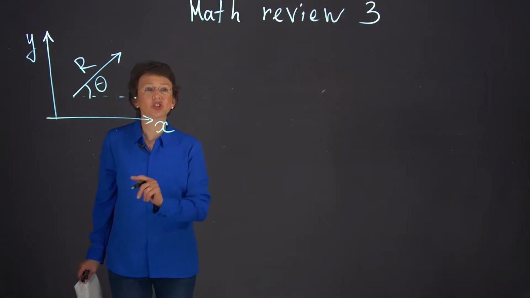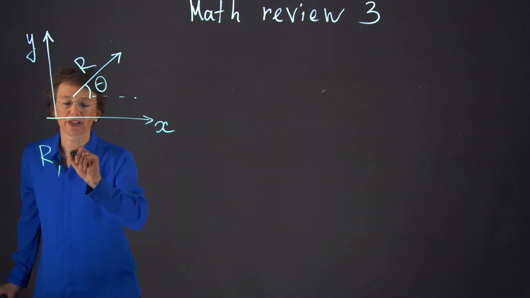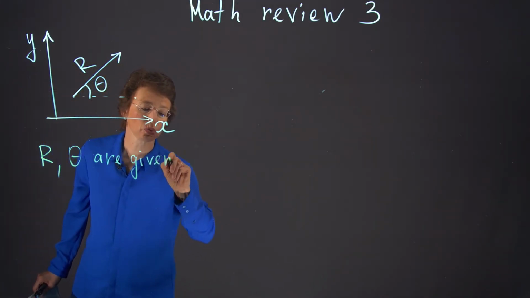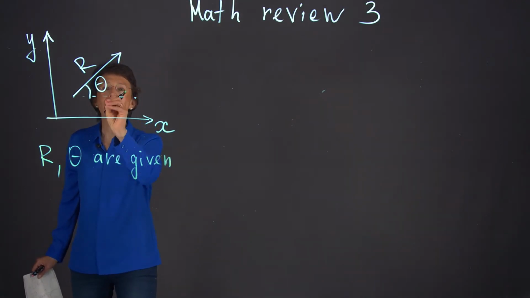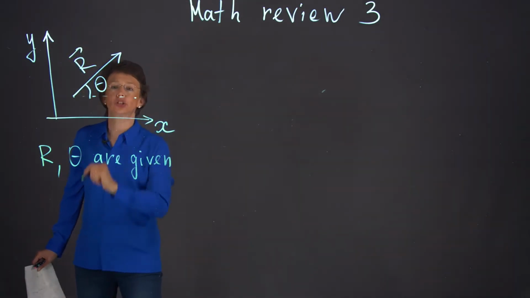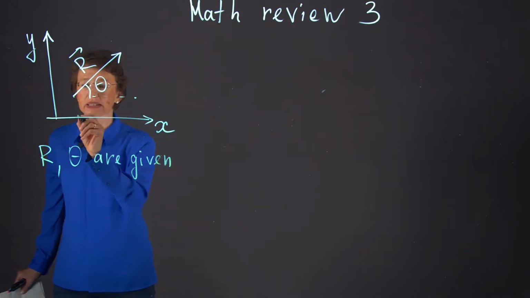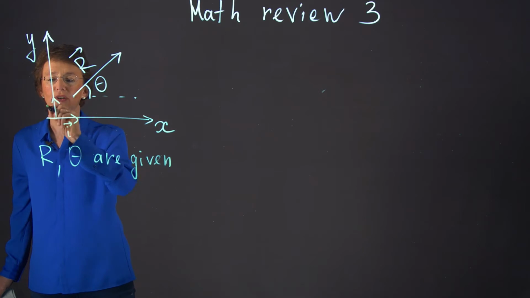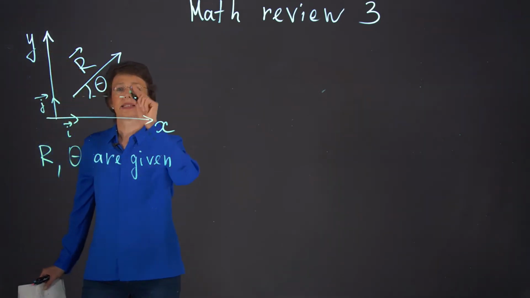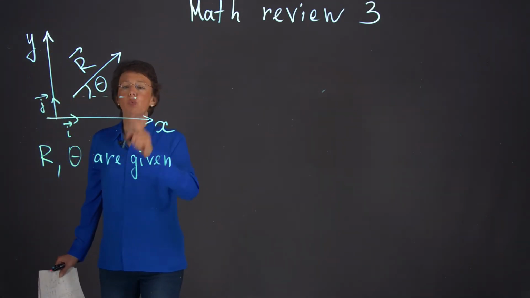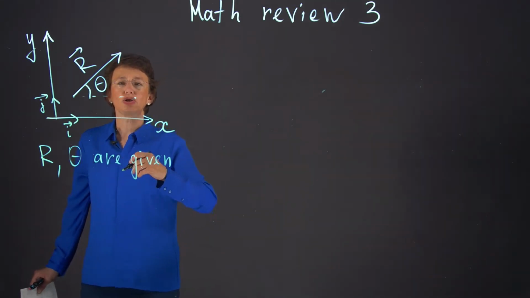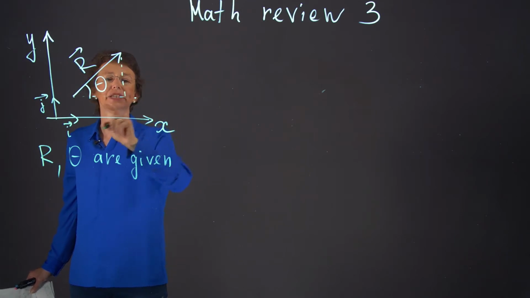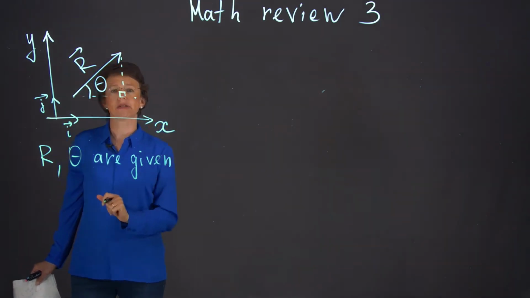For our next problem, R and theta are given. We want to write vector R in terms of components in a given coordinate system. So I again have a unit vector I and unit vector J. And step number one, I need my right triangle. So which triangle do I like? I will draw a line that is perpendicular to X, and this is my right triangle.